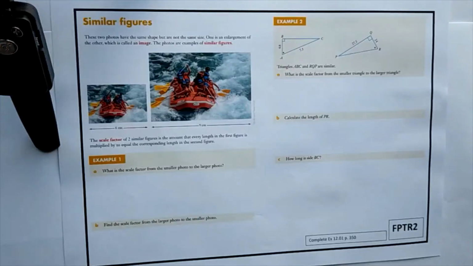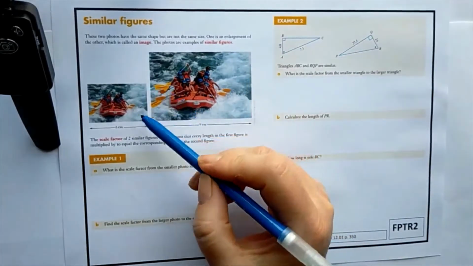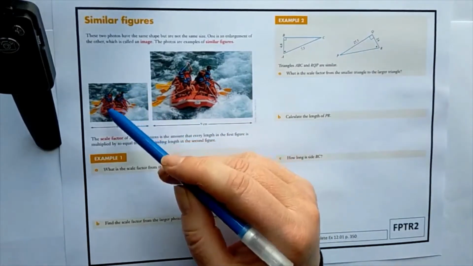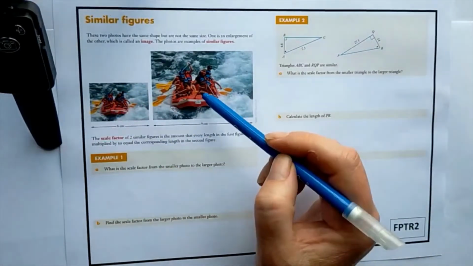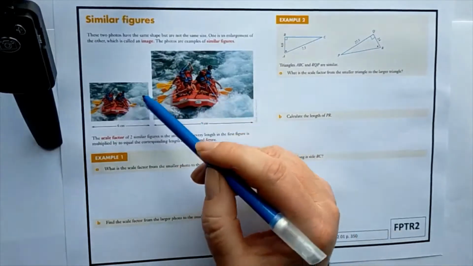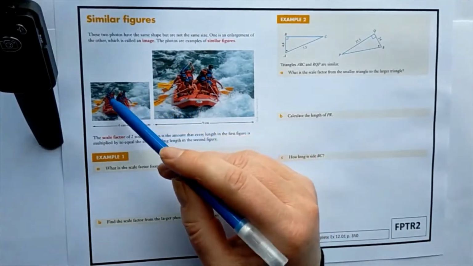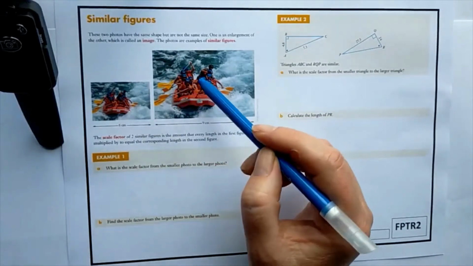Good morning. Today we're going to be having a look at similar figures, which is very close to what we were doing yesterday when we were looking at enlarging and reducing. So if you have a look at the diagrams here, we've got two photos, and one's the original size, but the other one's an enlargement. And so these figures are similar figures because they have all the same things in them.